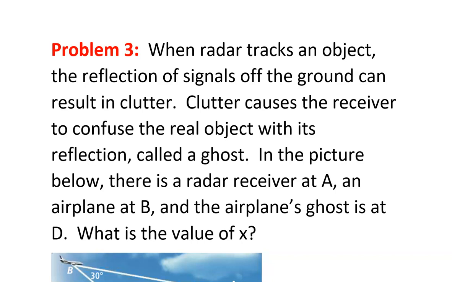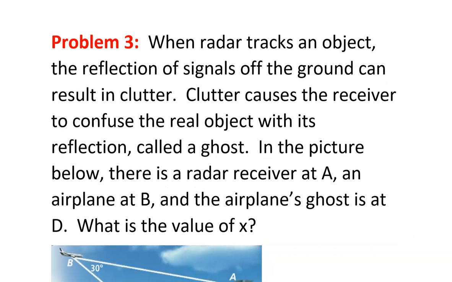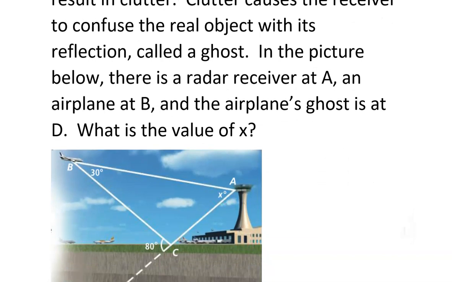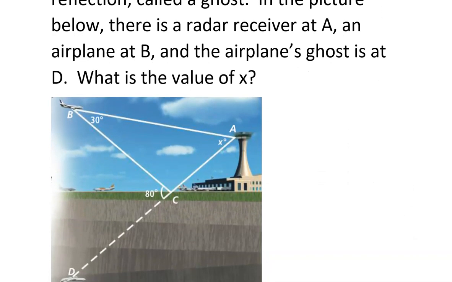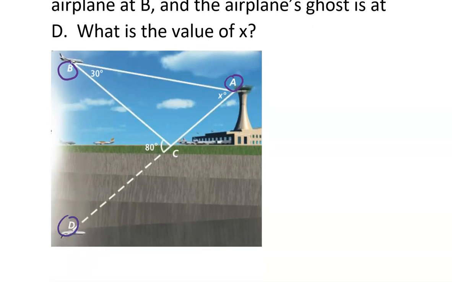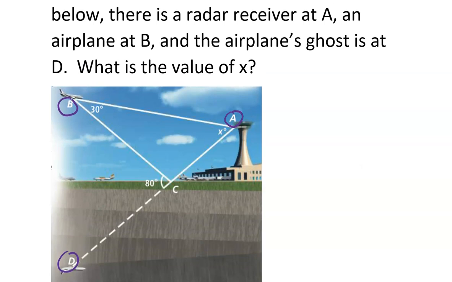When radar tracks an object, the reflection of signals off the ground can result in clutter. The clutter causes the receiver to confuse the real object with its reflection, called the ghost. In the picture below, there's a radar receiver at A. That's right here. An airplane at B. And an airplane's ghost at D. What is the value of X?